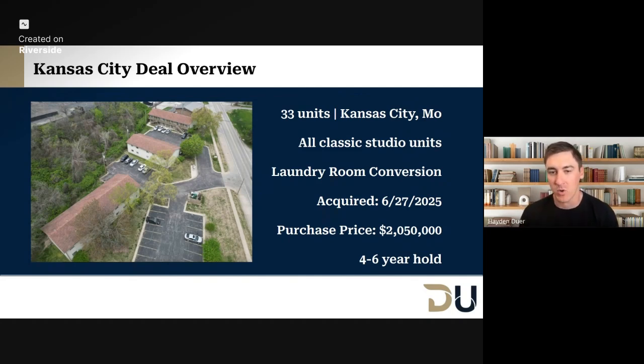So like I said, we acquired this in June of this last year for $2.05 million. And we went into the project with the understanding that it was going to be a 4 to 6 year hold. So when we go into the projects and you're looking to invest, we will share with you what that hold period looks like, whether it's 3 to 5 years, 4 to 6, or beyond. If it's 7 to 10 years, we'll let you know early to see if that's something you have an appetite for.